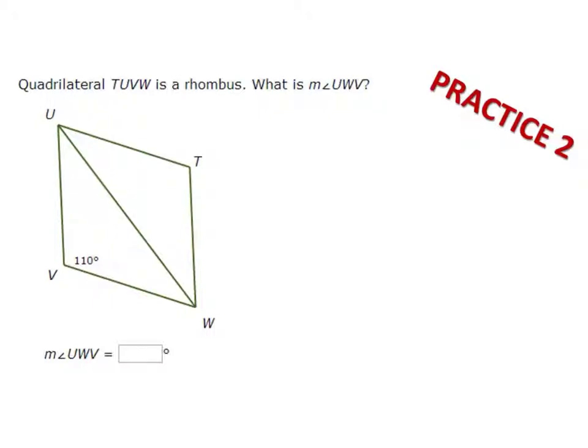Here's your practice 2. Quadrilateral TUVW is a rhombus. What is the measurement of UWV?